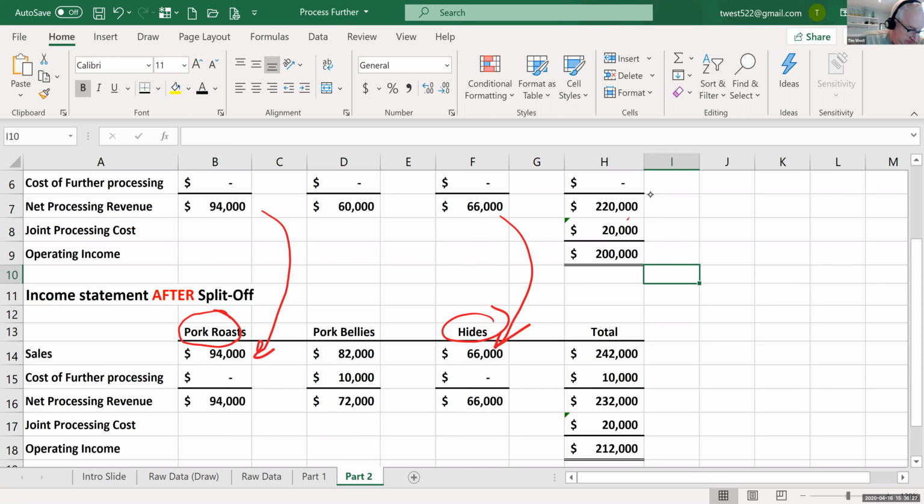We're going to sell it fresh. All right. And so for the pork belly portion, we decided, hey, that's more lucrative for us as bacon than as a fresh belly. So we're going to include that incremental, that additional sales value of $82,000. And it's going to cost us $10,000 to process this further. Our net revenue is going to be $72,000 now instead of the $60,000 if we were to sell it right at the split off point.